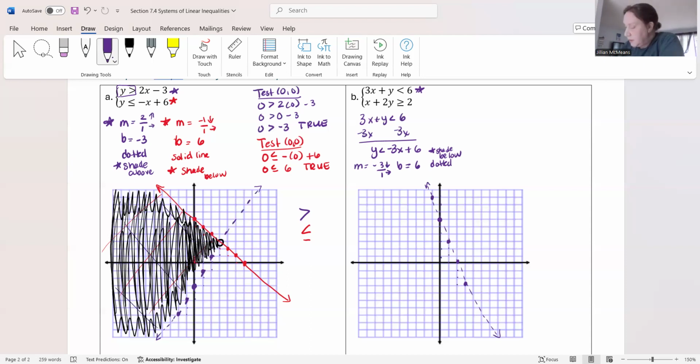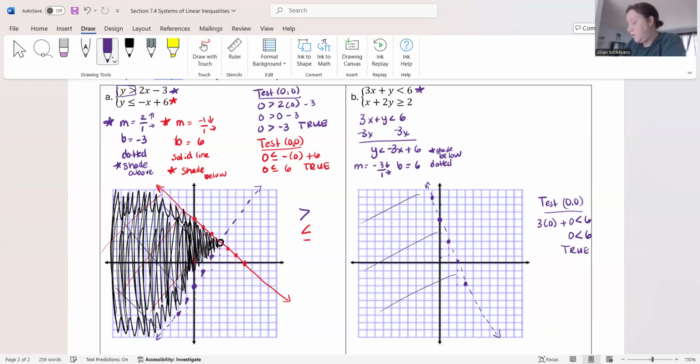But let's test a point. So in purple, we're going to test 0, 0, the origin. So anywhere I see an x or a y, I replace it with a 0. So 3 times x, which is 0, plus y, which is 0, is less than 6. Well, 3 times 0 is 0. 0 plus 0 is still 0. Is 0 less than 6? Yes, this is absolutely true. So we would want to shade below the line.